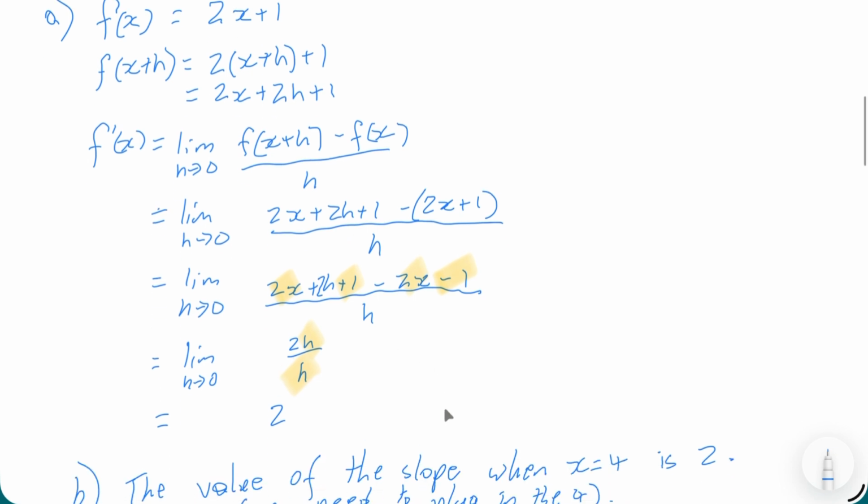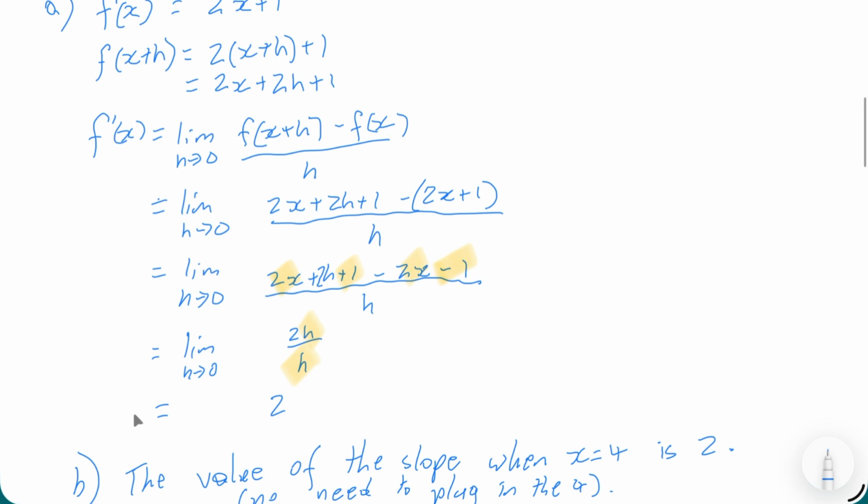Now, since your f prime of x is equal to 2, the value of the slope when x equals 4 is 2, because there's no x to plug in, so it's just 2. So whatever value we get for x, it will always be 2, because the slope will always be 2. The derivative will always be 2 for this function 2x plus 1.